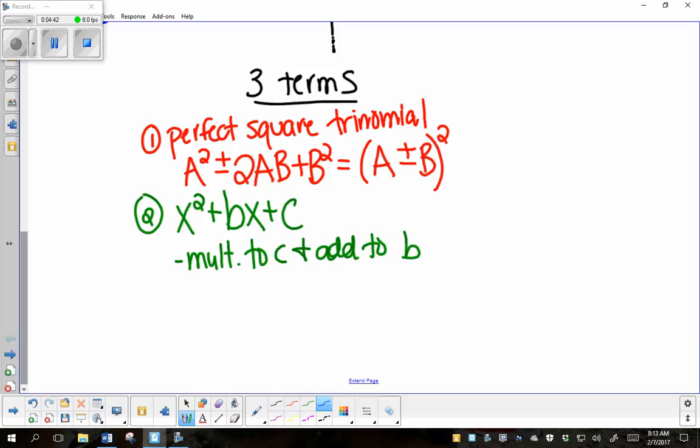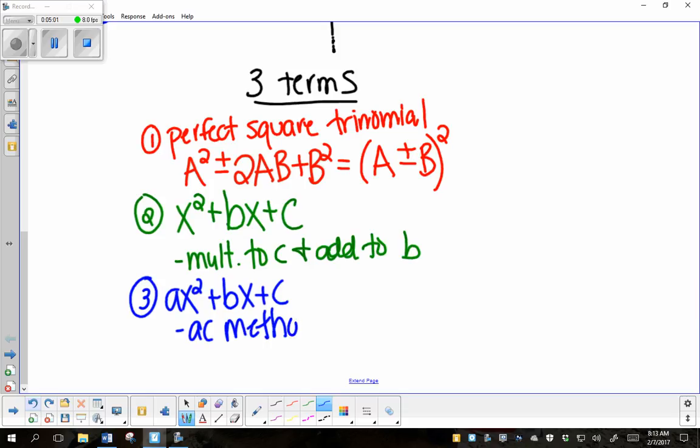The third thing that could happen is you have the same thing, but there's a number in front of x squared, that a right there. So you have something like ax squared plus bx plus c. Remember, you might have to put that in order first. That's where you want to use the AC method. Try that out. Remember, you might have to try more than one of these things before you find something that works.